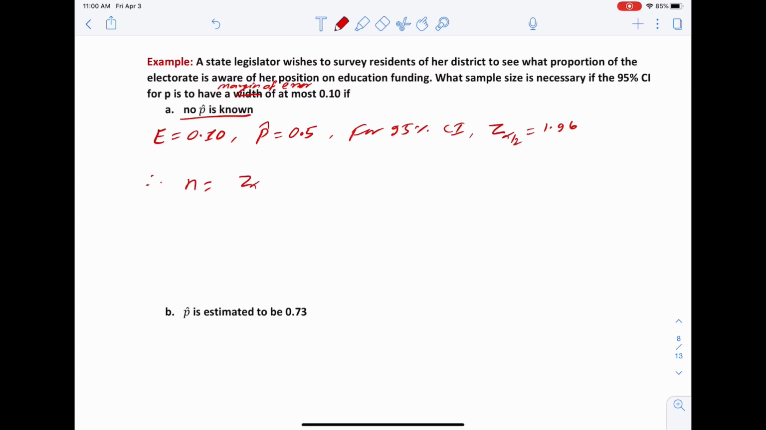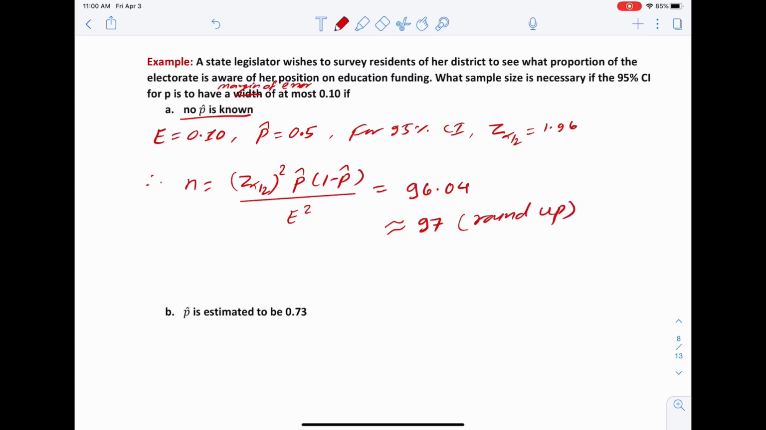So therefore, using the formula z alpha over 2 squared times p hat times 1 minus p hat over E squared, we know all of these values, so if you calculate this you will get 96.04. So round up, which is equivalent to 97. So always round up your answer, because otherwise you'll not get the desired 95% confidence interval.